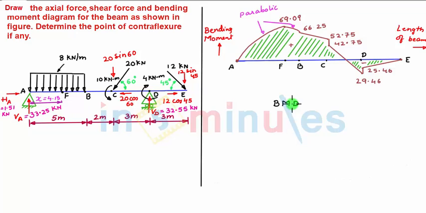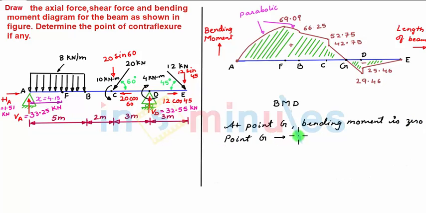If you analyze the bending moment diagram, we see that between point C and D, the bending moment is changing its sign from positive to negative, and at some point intermediate between C and D, the bending moment value is 0. So let me define this point as point G. So I can write at point G, bending moment is 0. So your point G is called the point of contraflexion. In this problem we have been asked to determine the point of contraflexion, if any. So we find out that there is a point of contraflexion between point C and D.